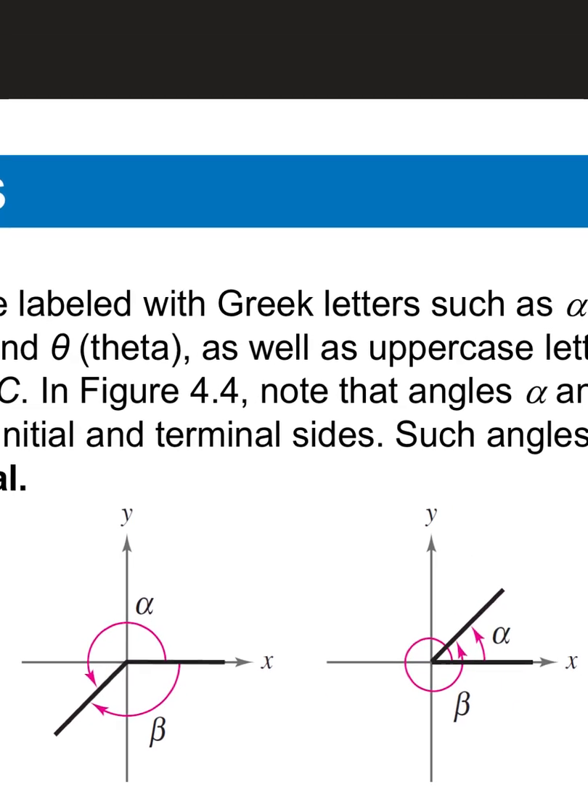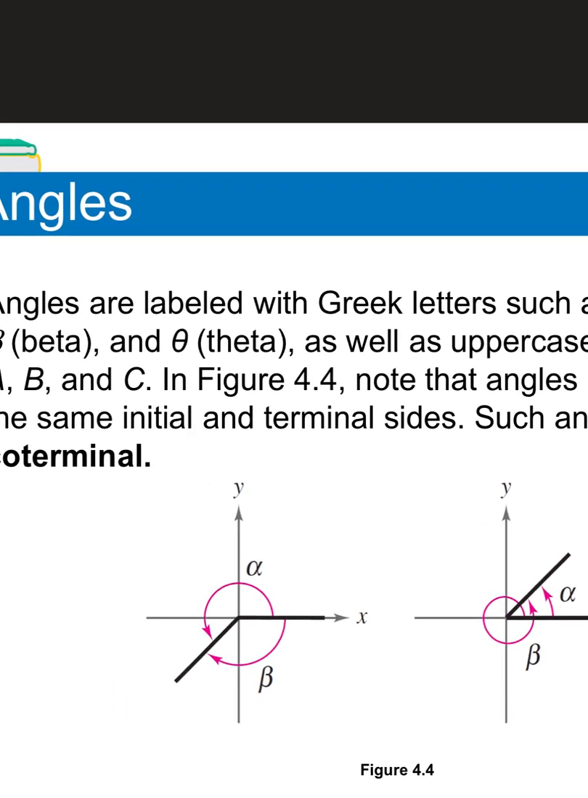This funny looking fish thing is your alpha. Beta is like a big B. We use theta a lot when we talk about trigonometry and angles and stuff like that. But we're going to talk about angles that are coterminal. Think about coterminal like co-captain, co-pilot.